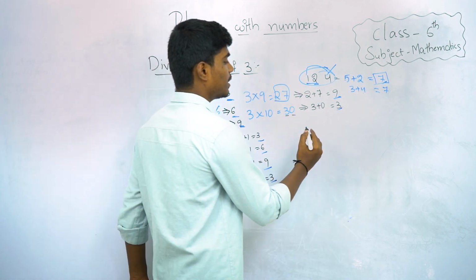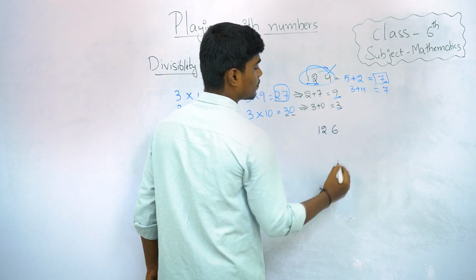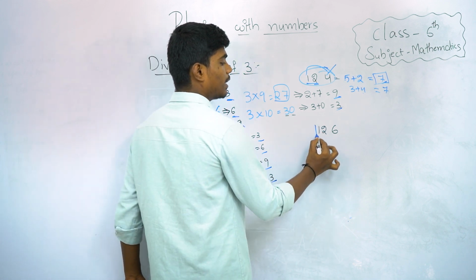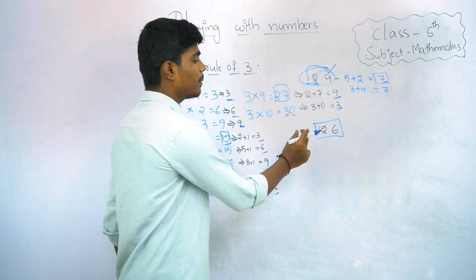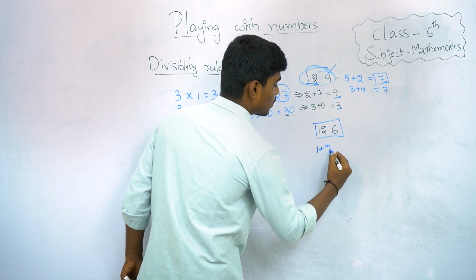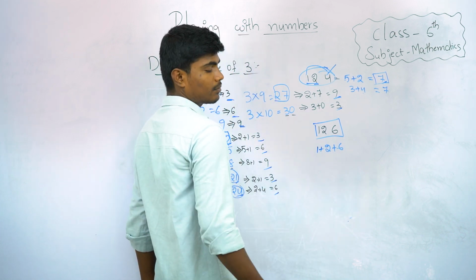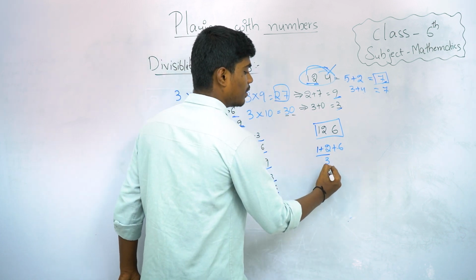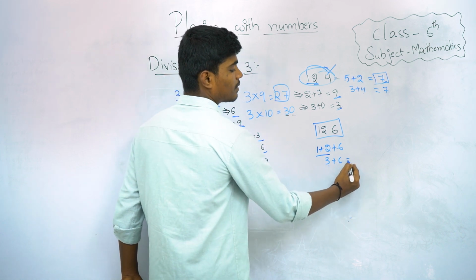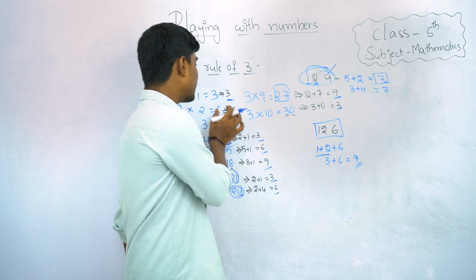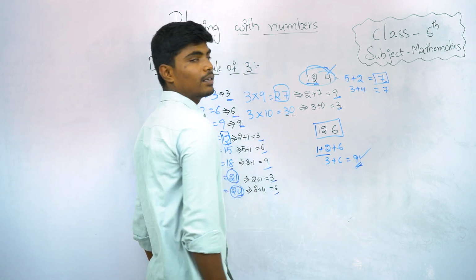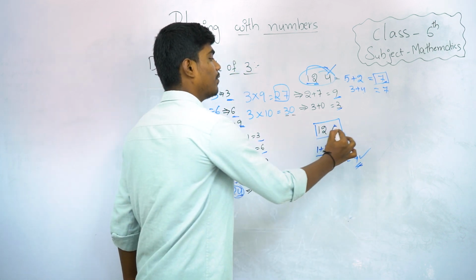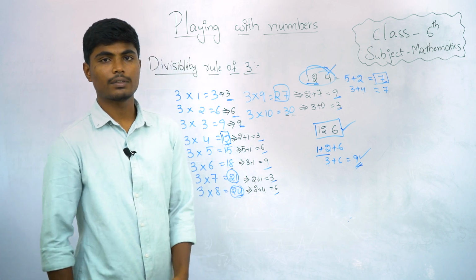Okay, now let's take 126. Here the given number is 126. Now let's add the digits of the number. 1 plus 2 plus 6. 1 plus 2 is 3. 3 plus 6 is 9. Is 9 divisible by 3? Yes, 9 is divisible by 3. So 126 is divisible by 3.